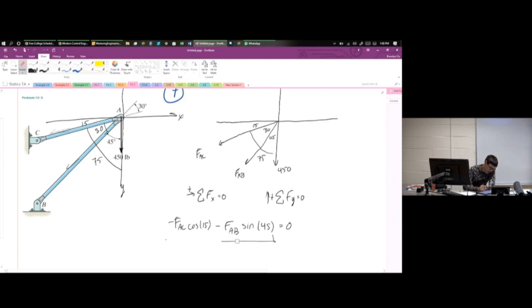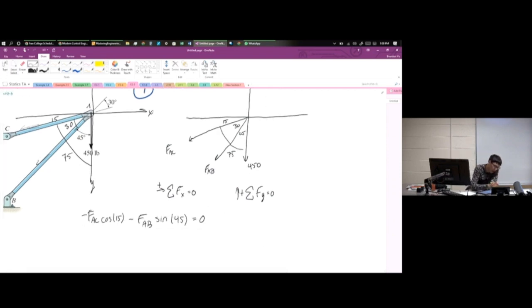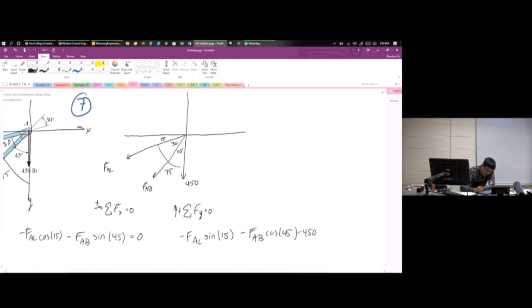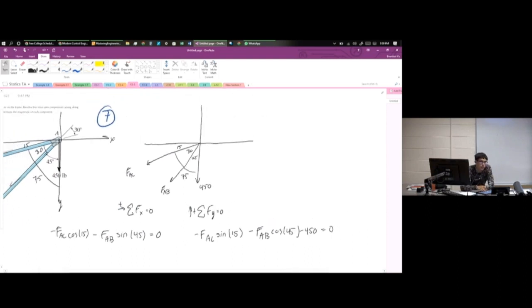So that would be that section. Right? And then we can move this over here a little bit. And then your Fy is going to be negative FAC sine 15, right? And then minus FAB cosine 45, right? And you have that minus 450. And then you're going to say that all equals 0, right?